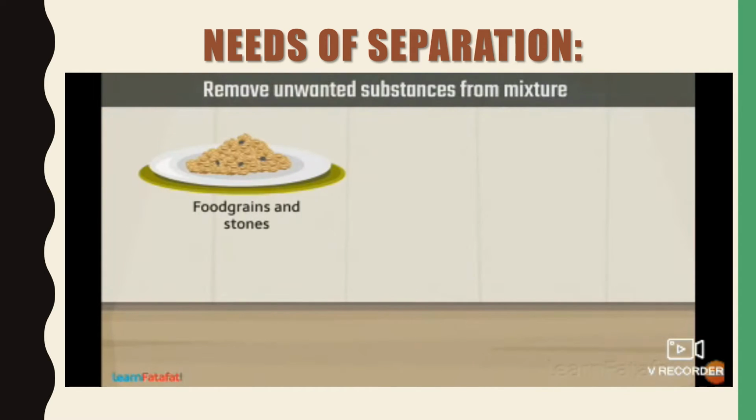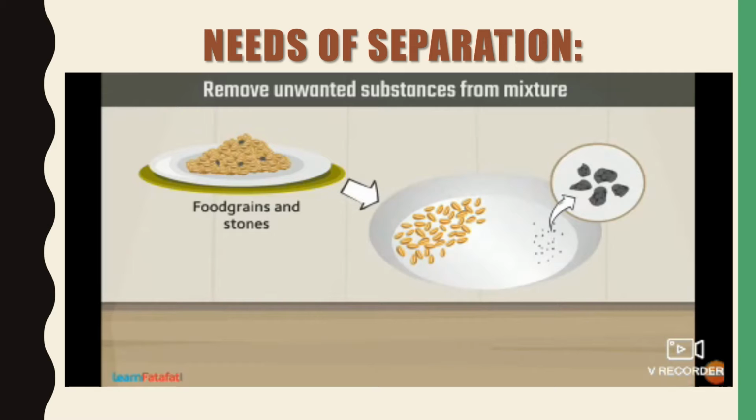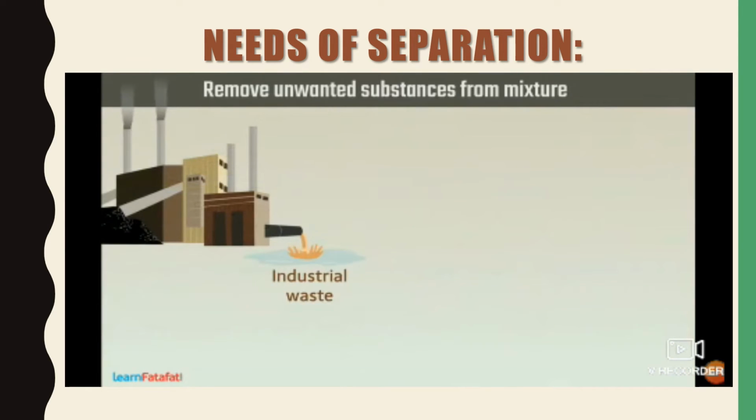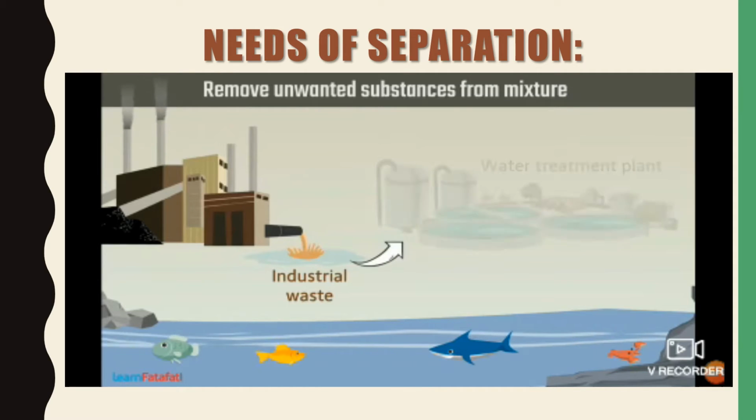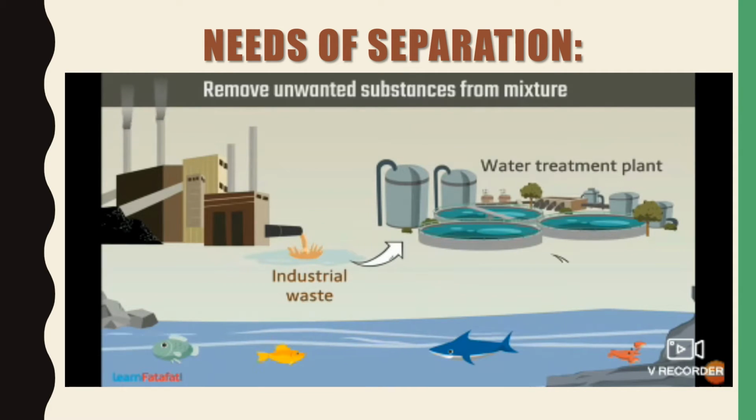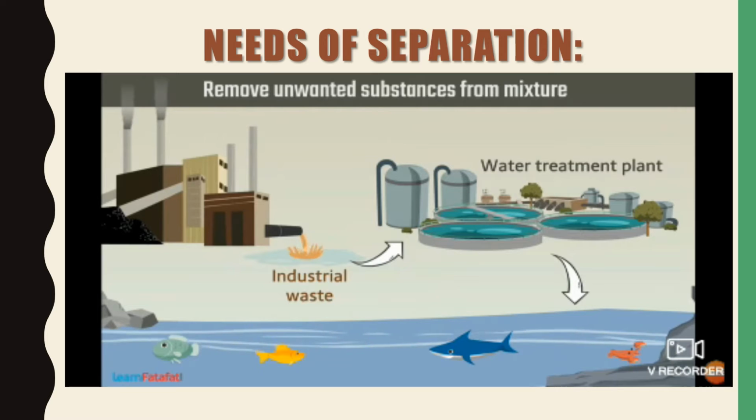The food grain often contains stones. These are not useful. We need to remove them from the mixture before cooking. The industrial waste contains many impurities that may harm the organisms living in water. Therefore, the impurities must be removed from such water before mixing into the water bodies.